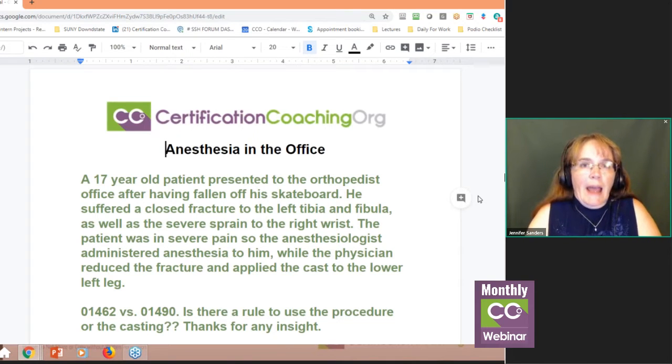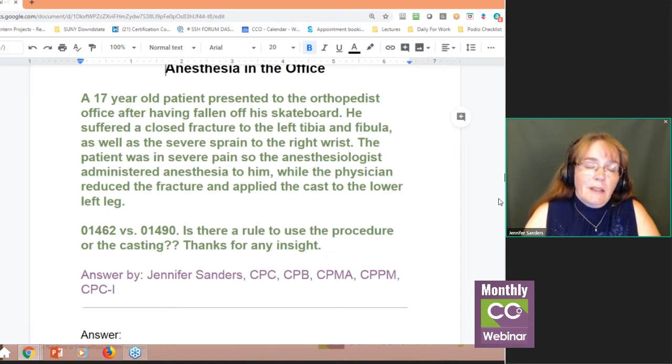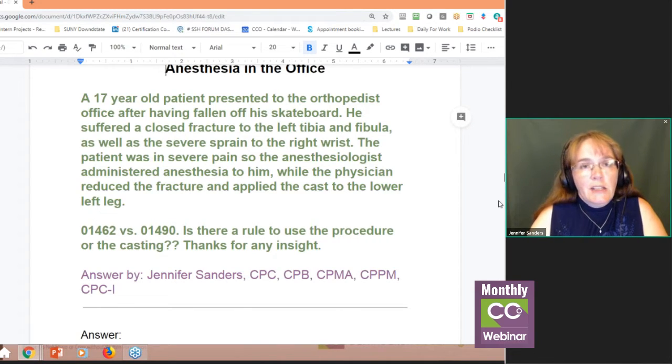And then they applied a cast to the lower leg. I thought that was rather interesting too, because typically right after a fracture, we don't apply a cast. You apply a splint and do a cast a couple days later while you let the swelling go down. But, you know, everybody does their own thing. So their question was regarding the anesthesia code 01462 versus 01490. Is there a rule for which it is, the procedure or the casting?